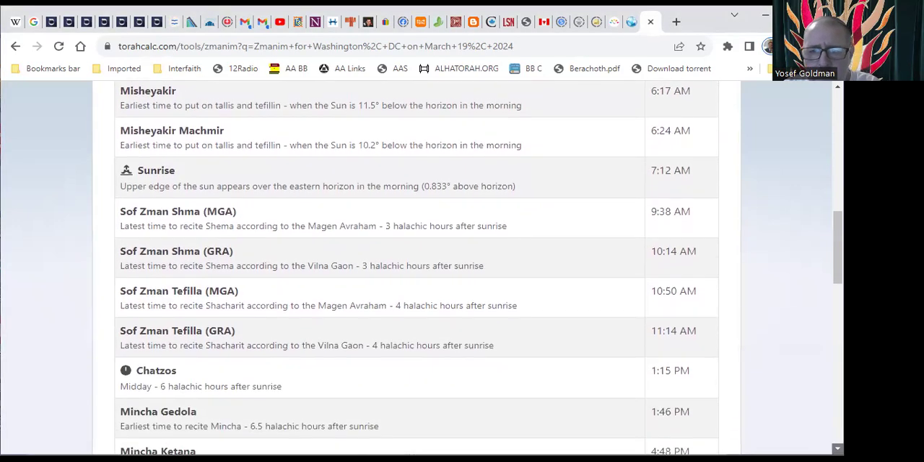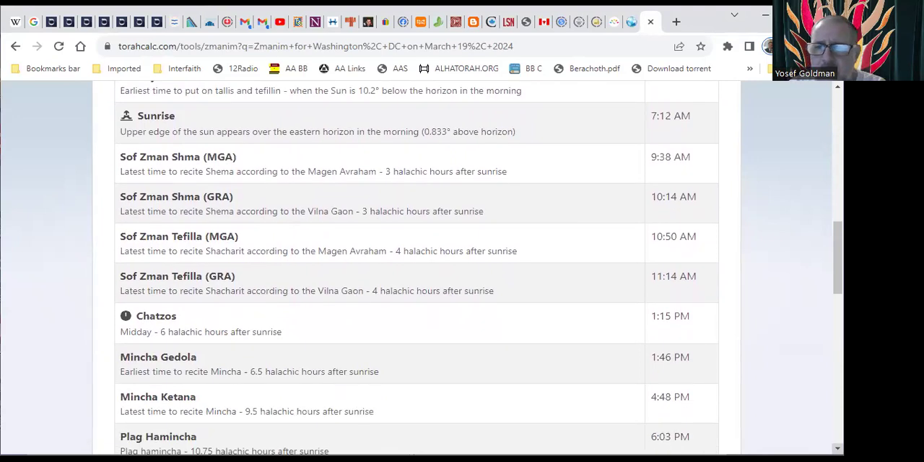And I think that nobody argues with this time, because it is international. I think the law is that you're allowed to turn off your headlights at this point. And so now we go into these two opinions. Sof Zman Shema, according to the Magen Avraham, is 9:38, because that's 3 halachic hours after sunrise. At the very bottom, we'll see the actual halachic hour according to these two opinions. Sof Zman Shema, according to the Gra, is also 3 halachic hours, but after the other sunrise, and that's 10:14 a.m.